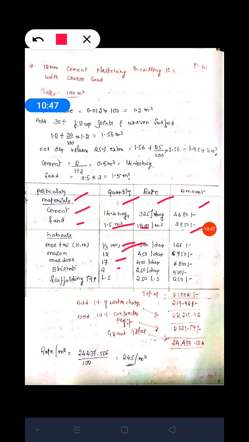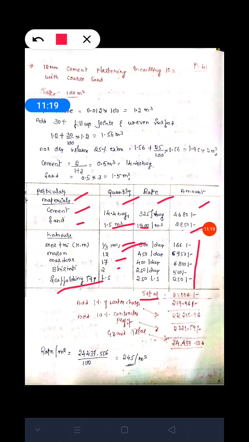Then the cost remains the same, that is 500 rupees per day, whereas for mason you may get around 450 rupees per day, and mazdoor you may get around 400 rupees per day, and bist is 250, and scaffolding we require here, around 250 lump sum. Then we need to multiply quantity and rate of the labors per day, then we got the amount like this.